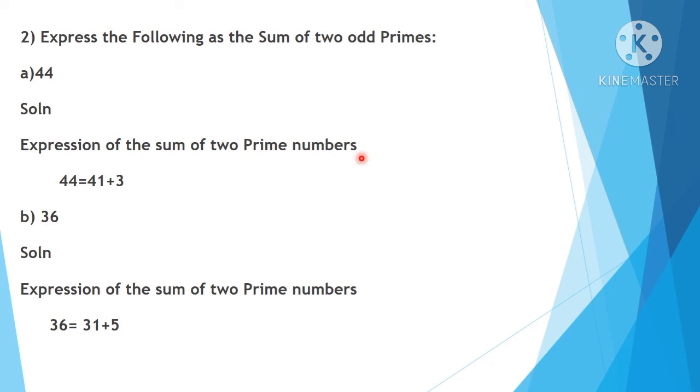Okay children, is it clear? So here, what is the condition given? We want to add two numbers and get the answer, but those two numbers should be odd prime numbers. That you have to keep in mind. It should be odd prime numbers.